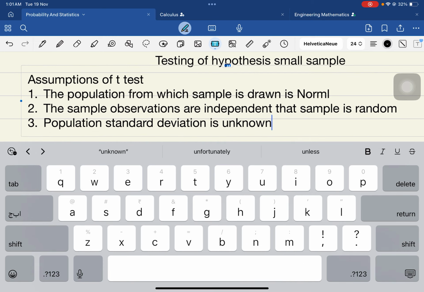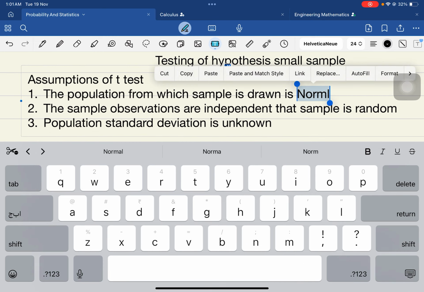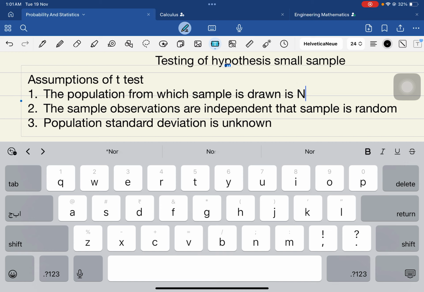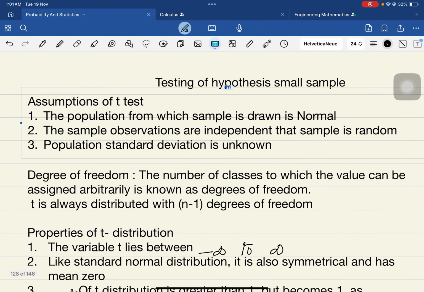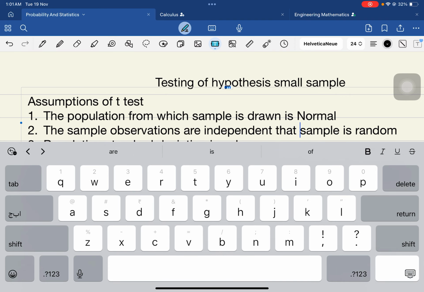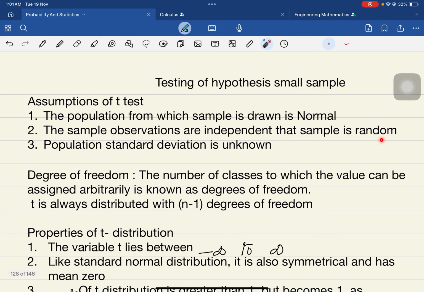What do you mean by the assumptions for the t-test here? The population from which the sample is drawn is normal. From the normal population only it will be drawn, from the normal distribution. And the sample observations are of course independent, and the sample is of course random. And the population standard deviation is unknown here. In the previous concept, we were doing the testing of the hypothesis of the large sample when sigma is unknown. Now the population standard deviation is unknown.